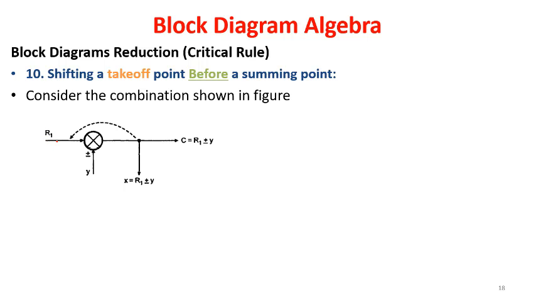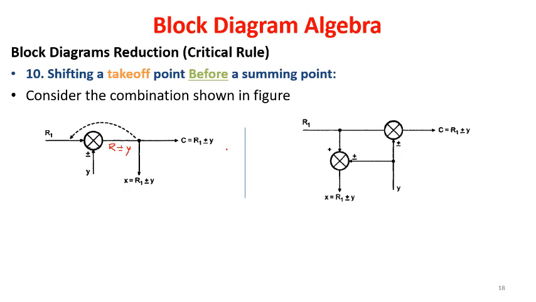Okay, so let's see the condition here before changing. R1 input, y input, so here the output will be R1 plus or minus y. When you are going to take out of this one, x will be equal to R1 plus or minus y. The variable which is coming out here will be the same, c is equal to R1 plus or minus y.